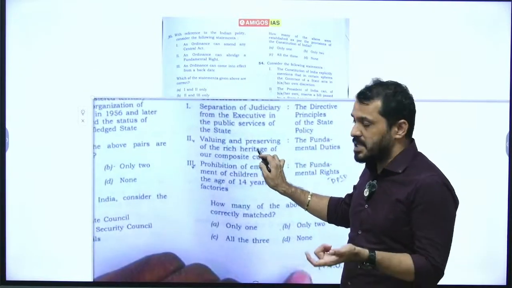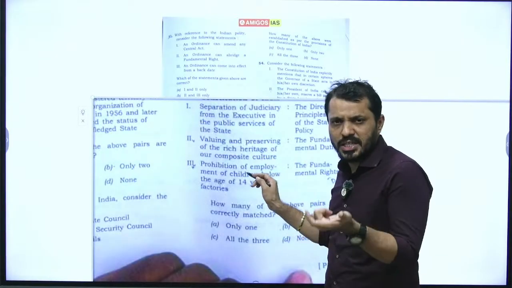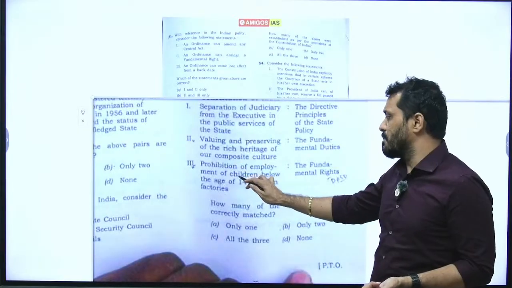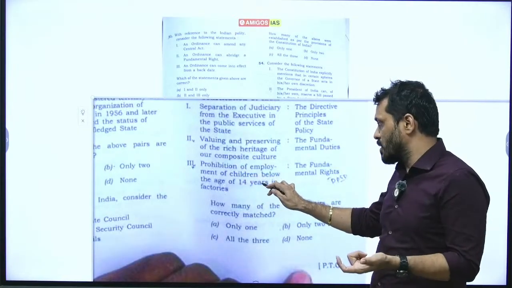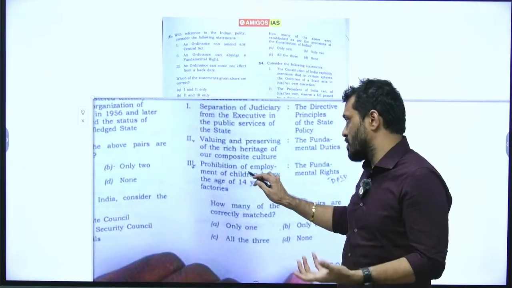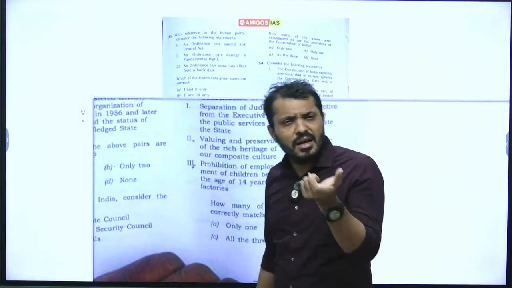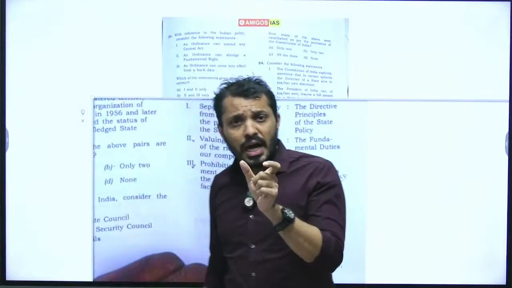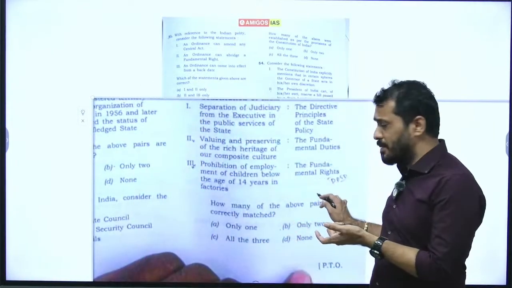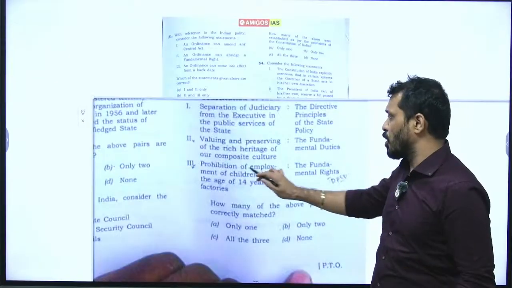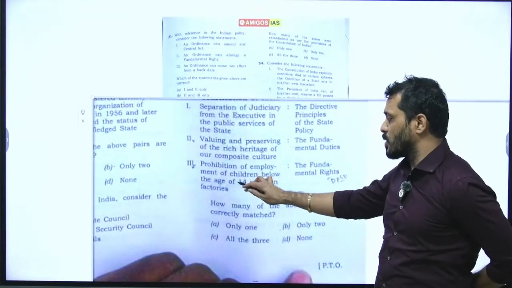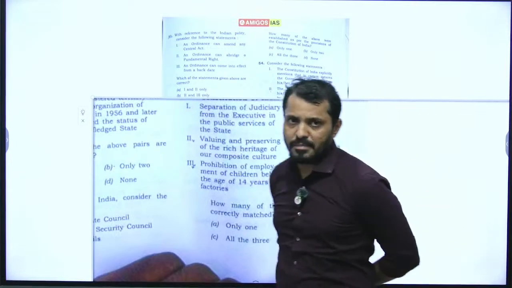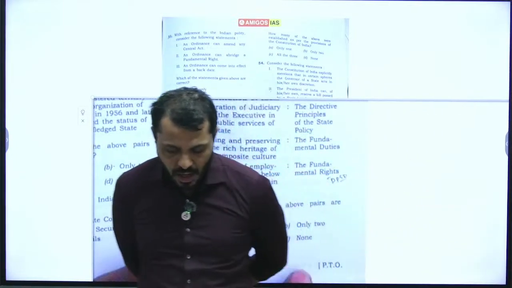Second one is preserving the heritage and the composite culture. This is straight away on fundamental duties. Third one is the prohibition of compulsory labor to children below 14 years of age. This prohibition comes under the fundamental rights. We discussed fundamental rights, Article 24. Article 24 prohibits child labor, that is, employment of children below the age of 14 years in factories. So this is fundamental rights. So all three are matched. So in question 55, all three are matched.